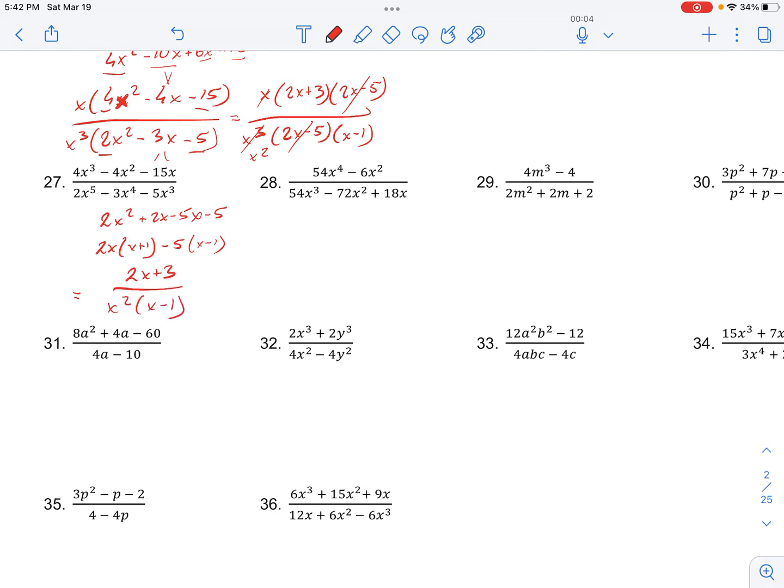And we have to remember about our domain restrictions. So one restriction is the term that crossed out. So 2x minus 5 cannot equal 0, meaning that x cannot equal 5 halves. And we also crossed out an x over here. So also in the denominator, x cannot equal 0. So we have two domain restrictions for our expression.